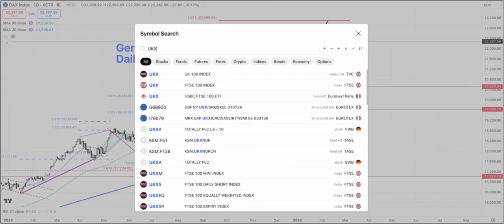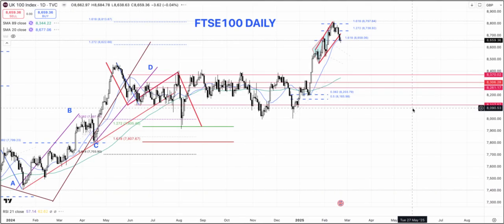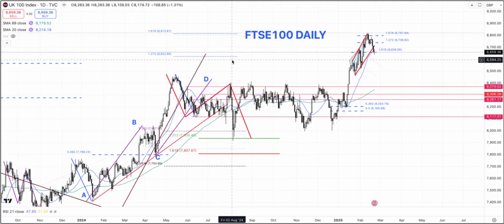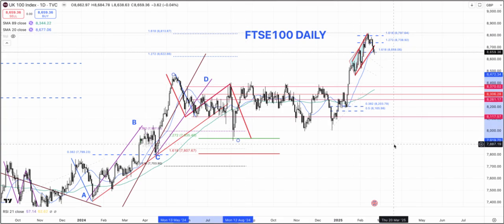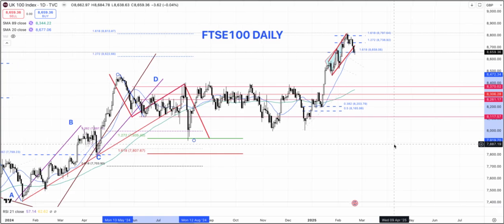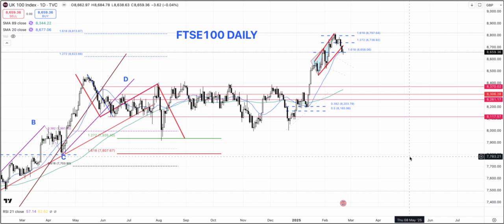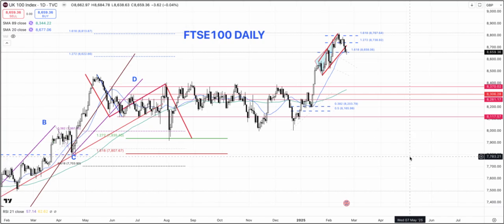Now, if we take a look at the UK's FTSE 100, this one has actually exceeded this target, and it has also met the 1.618 expansion. So FTSE and DAX have both met our targets, and I'm not surprised it pulled back. I will not be surprised if the German DAX pulls back further, but it might do it in a different way.